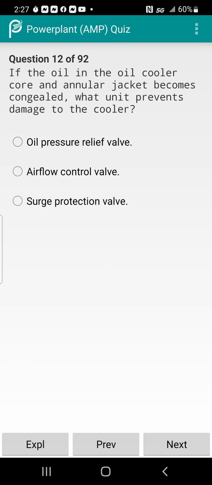If the oil in the oil cooler core and annular jacket becomes clogged, what unit prevents damage to the cooler? Surge protection valve.